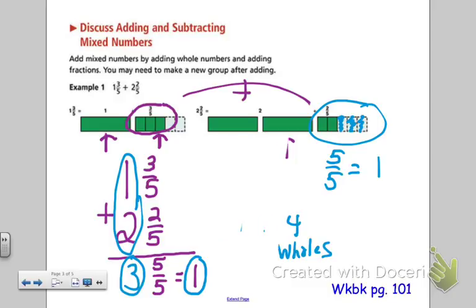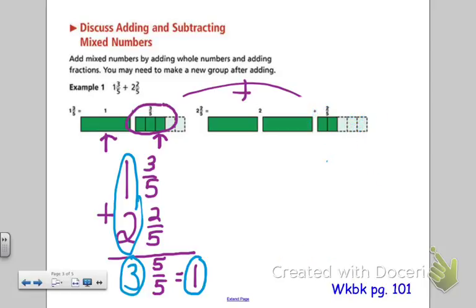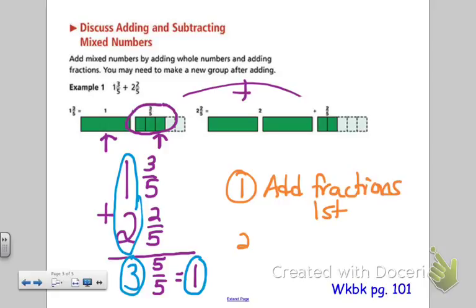So remember the rules here. You have to add the fractions first. I'm going to write that down here. Let's go with orange. So add fractions first, and then add your whole numbers second.